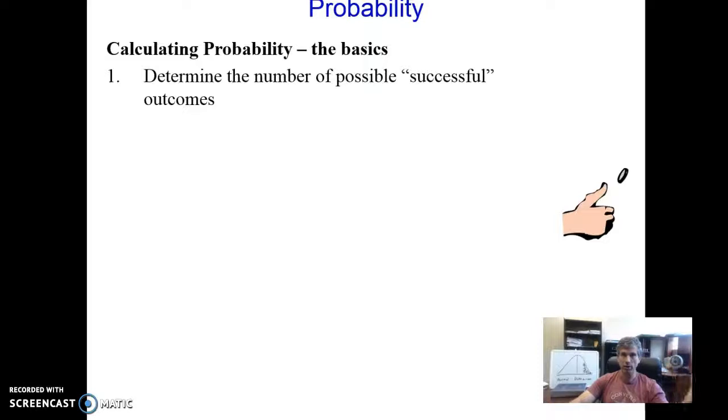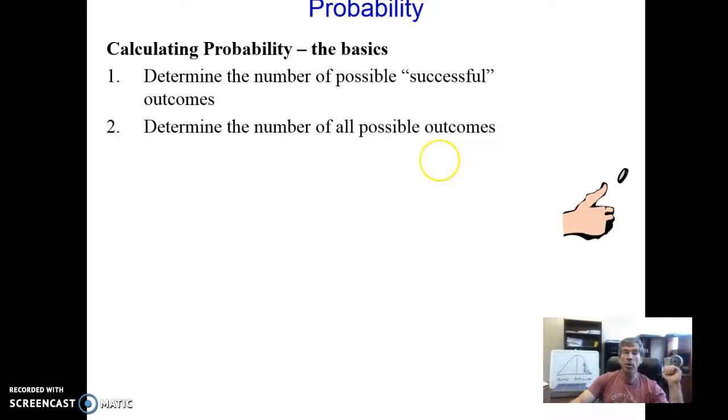You might be interested in the probability of someone contracting a disease, and we wouldn't consider that a success, but that's just the term that we use. So say we're flipping a coin, and say the successful outcome, the one I'm interested in, is that it comes up heads. How many different ways can it come up heads? Exactly one. There's only one successful outcome there. Then you find the number of all possible outcomes, including those successful outcomes.